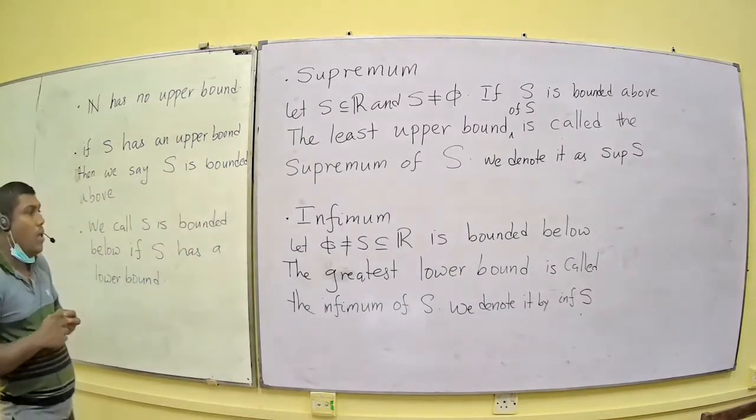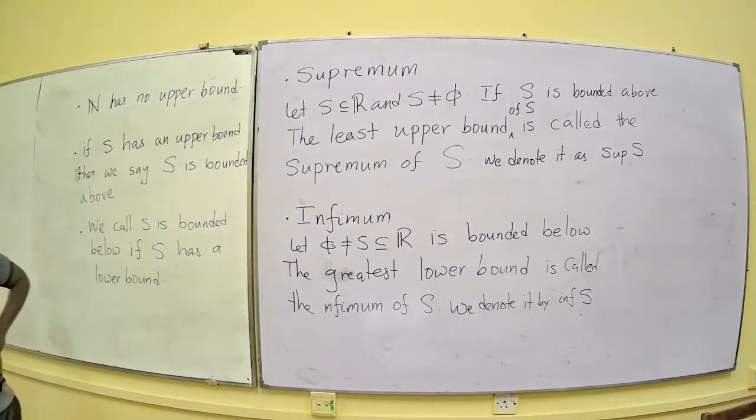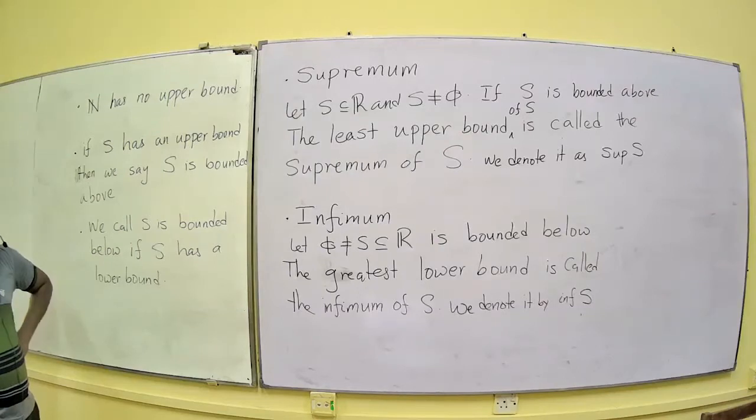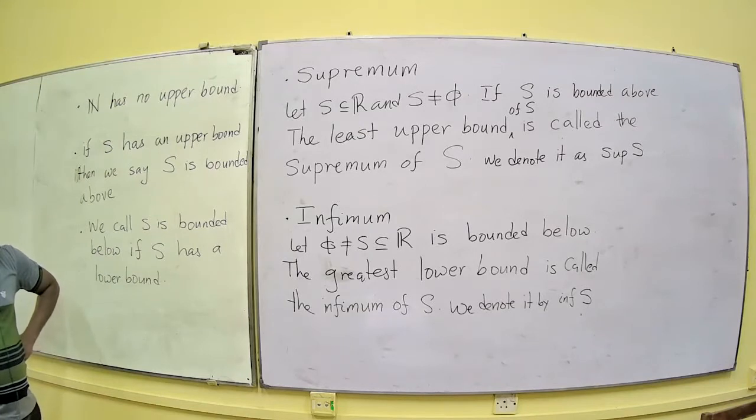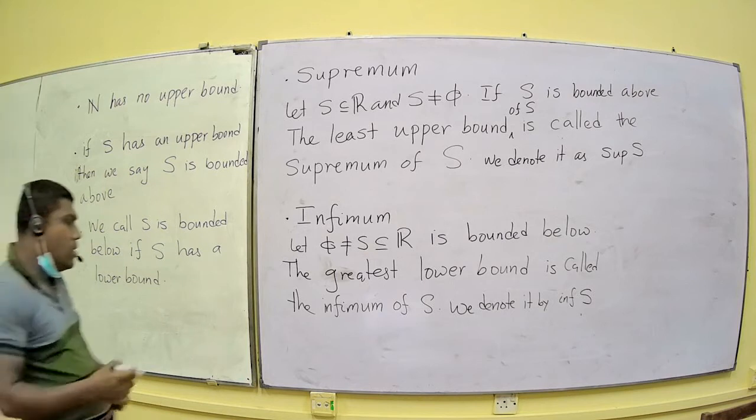Right? So when the set is bounded below, there will be lower bounds. Among them, you pick the largest lower bound. When you pick the largest lower bound, that is called the infimum of the set. We denote it by inf S, that means infimum of S.